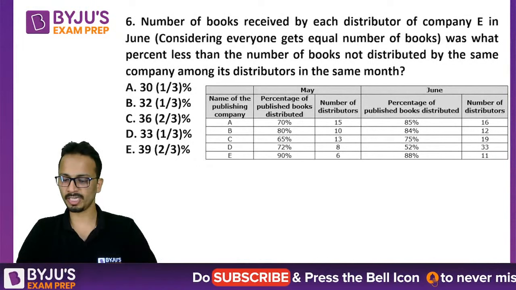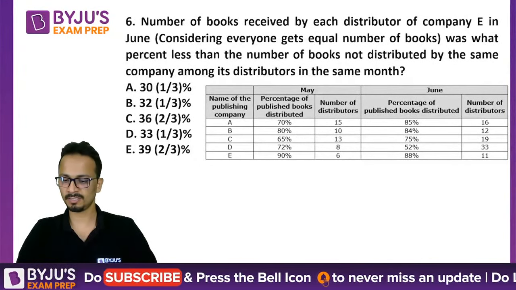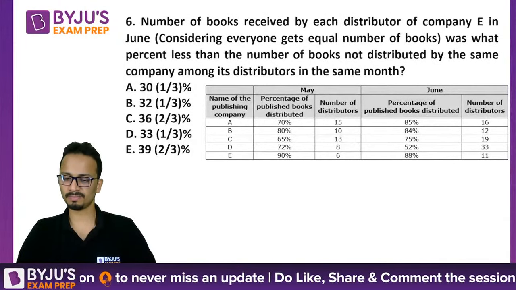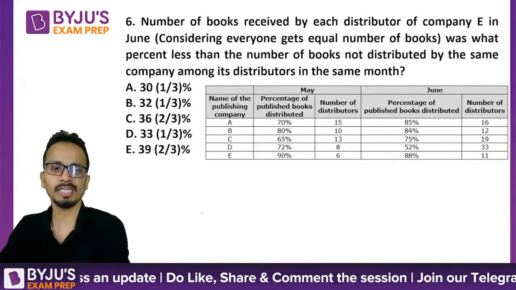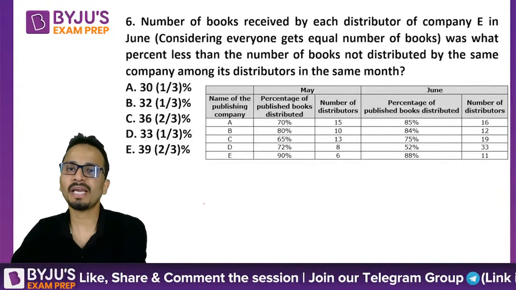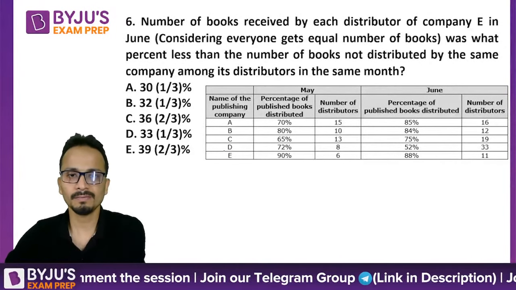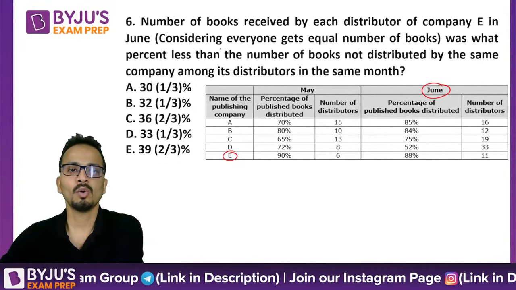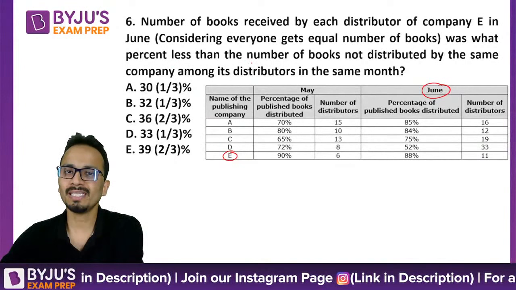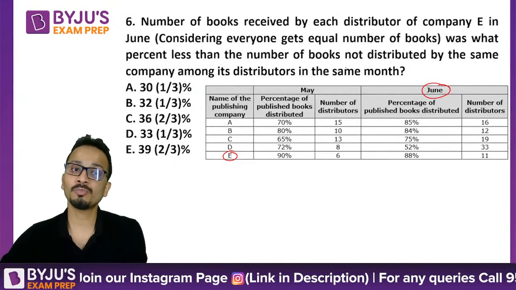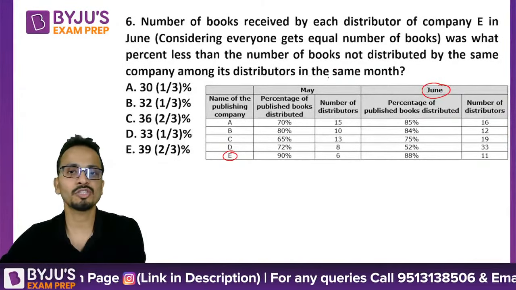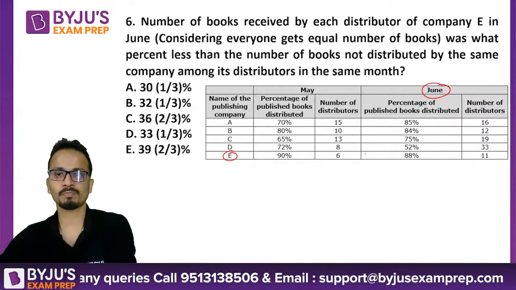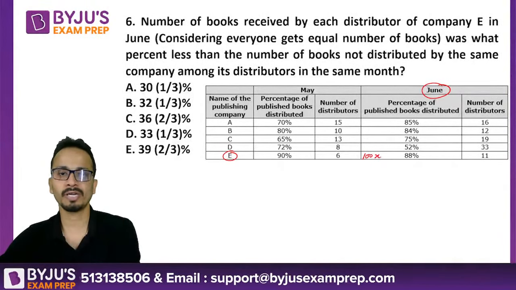All right, so Rishikesh has given an answer. Rishabh, Vaishnavi, very good. Okay, so let's read it out. The number of books received by each distributor of company E in the month of June was what percentage less than the number of books not distributed by the same company among its distributors in the same month. So I'll start by assuming the number of books published as 100x.